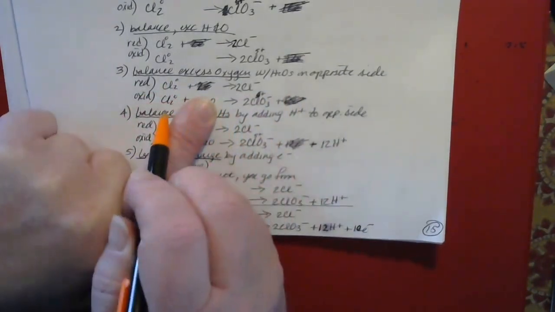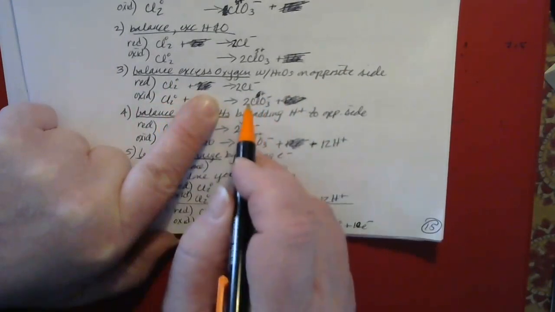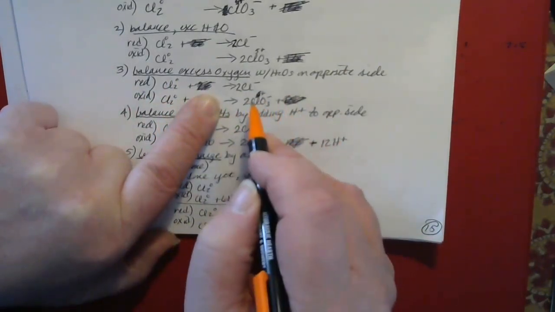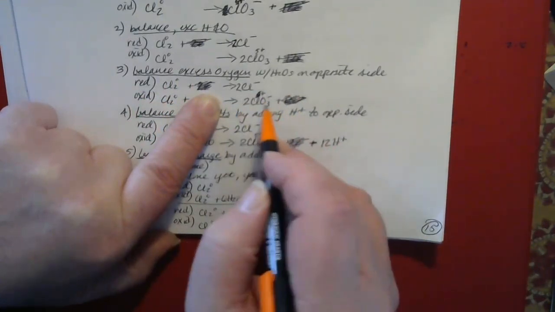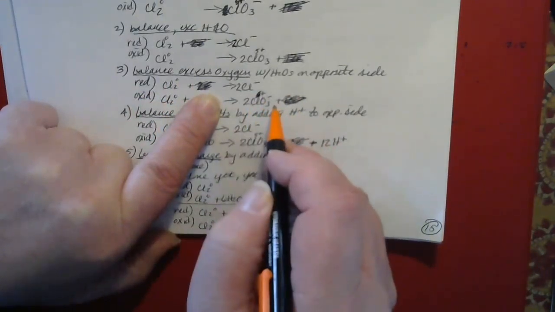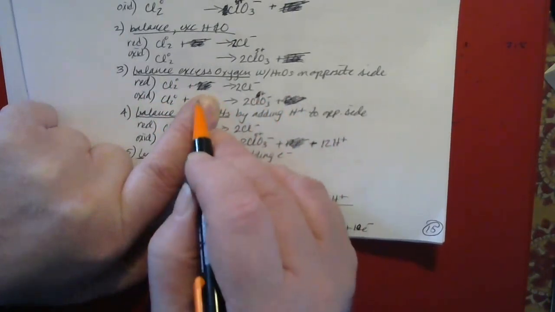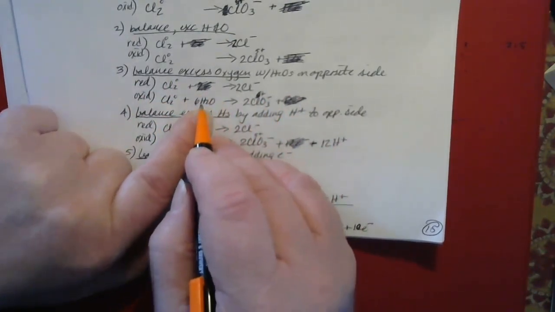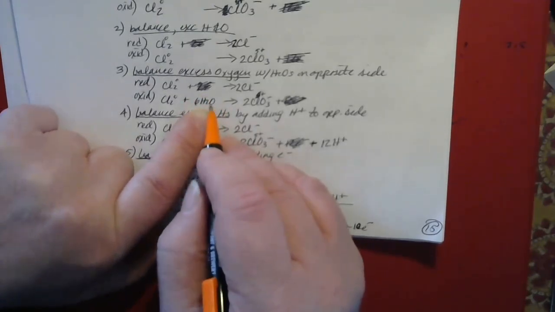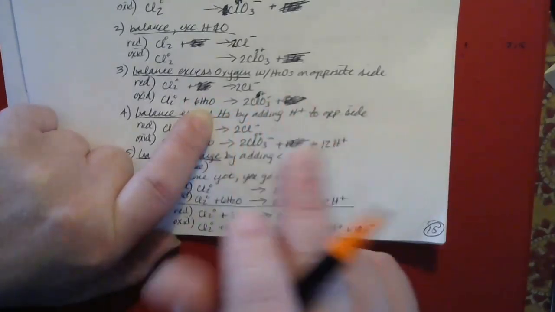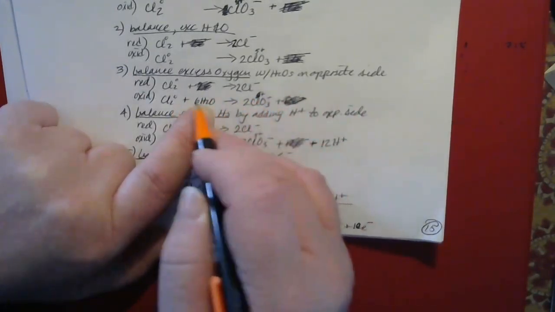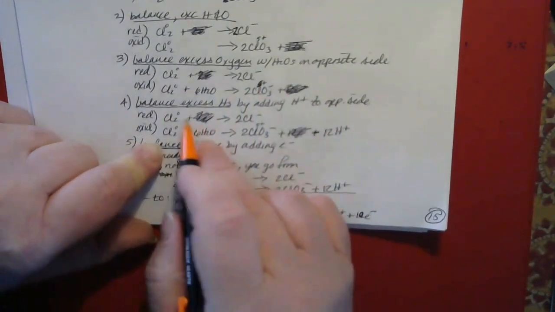For the second oxidation half reaction, we start out with just chlorine on the left-hand side and 2 ClO3s on the right-hand side. So on the right-hand side, we have 2 times 3 or 6 oxygens that we need to balance. That means we need 6 more oxygens on the left-hand side, and we get those by putting in 6 H2Os. We added some hydrogens too, but we'll fix that in the next step. So now the chlorines and the oxygens should balance from one side to the other.